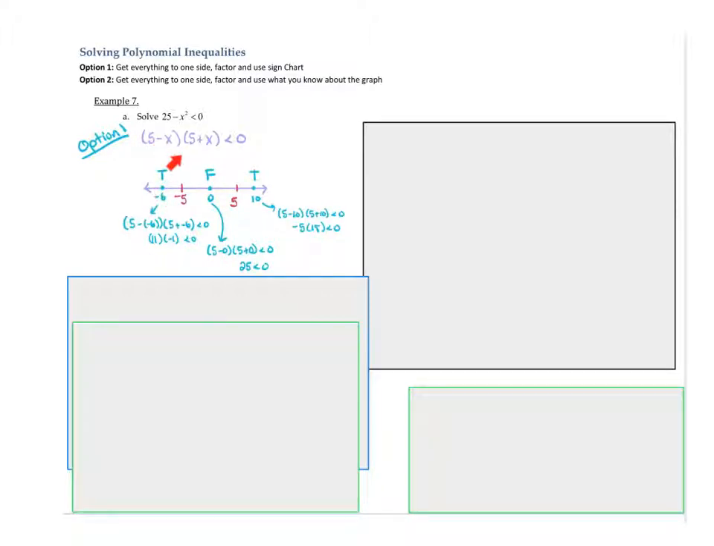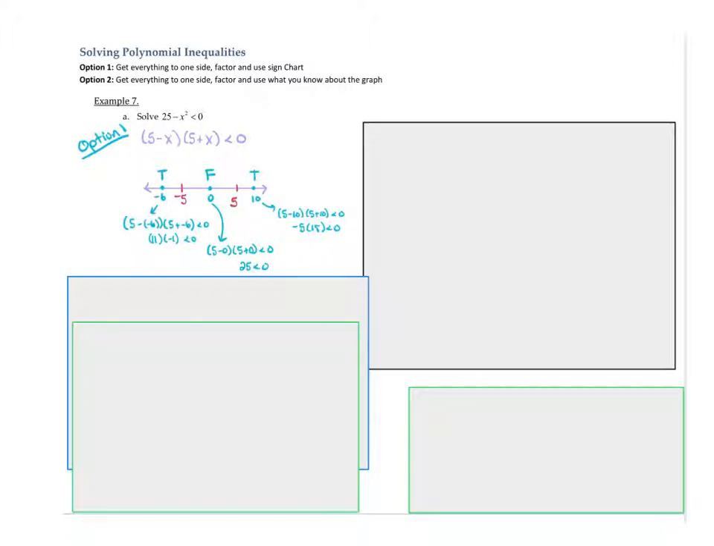So plugging negative 6 into the factored form, I got negative 11 is less than 0, which is true. So I wrote true up there. Plugging in 0, I got 25 is less than 0, which is false. And then plugging in 10, really it can be any test point, I got true.